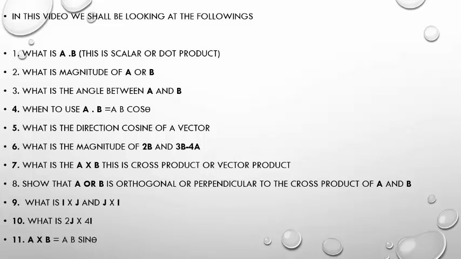Then A cross B, when do we use A cross B is equal to AB sin theta? When we want to find the magnitude of A cross B, you can find the magnitude of A cross B.